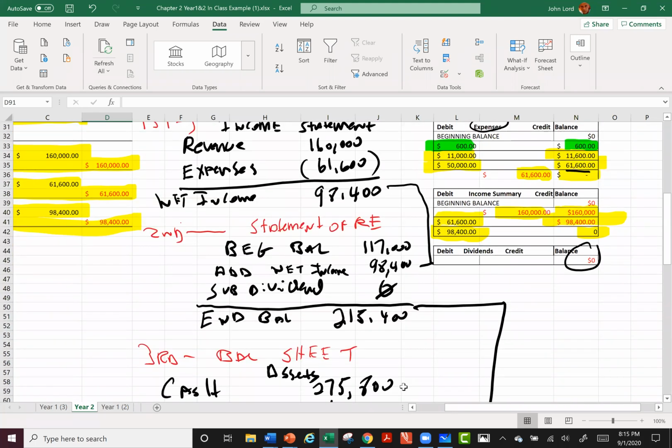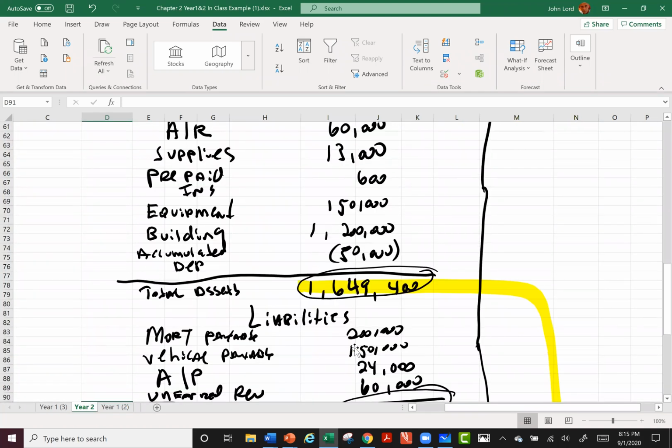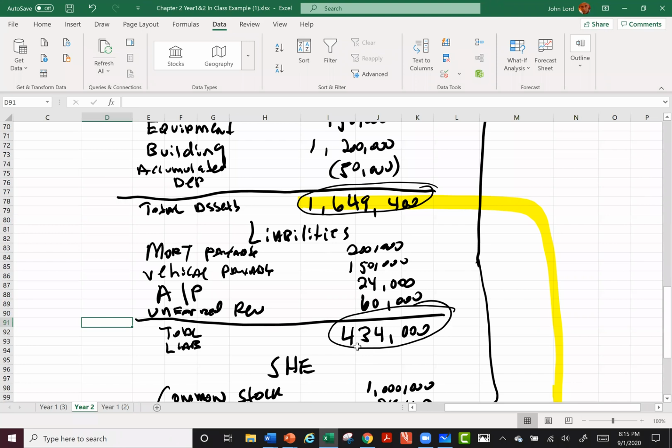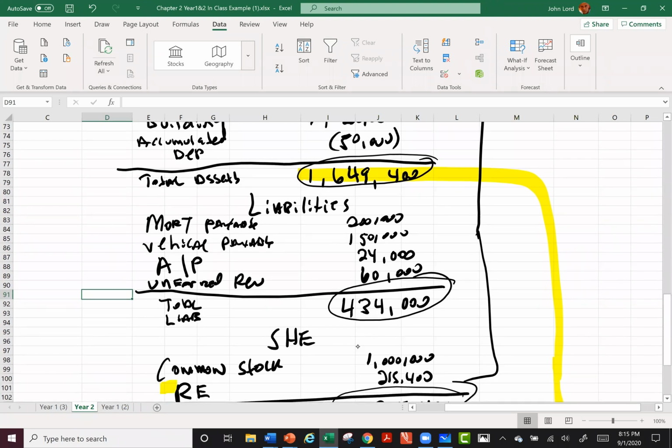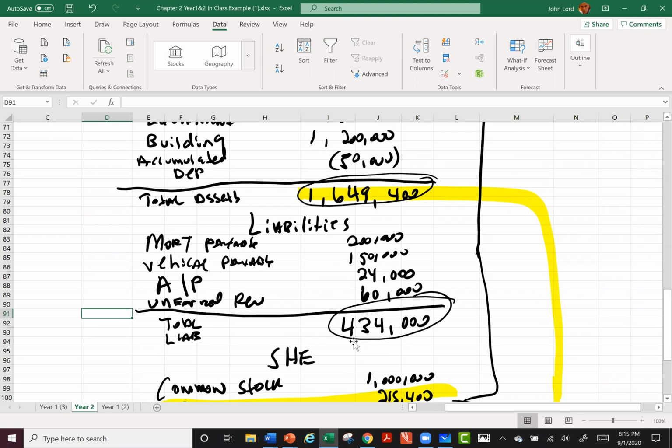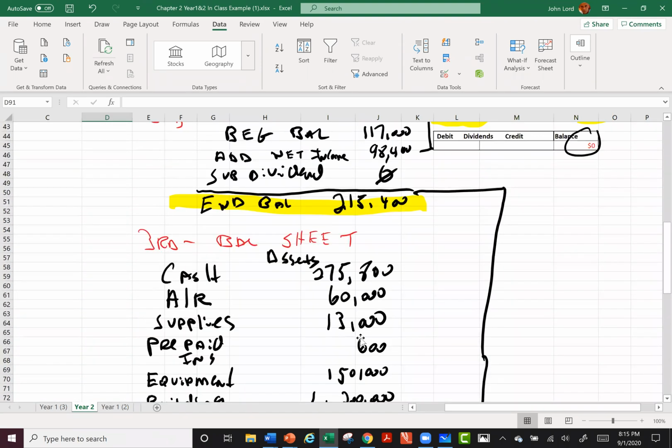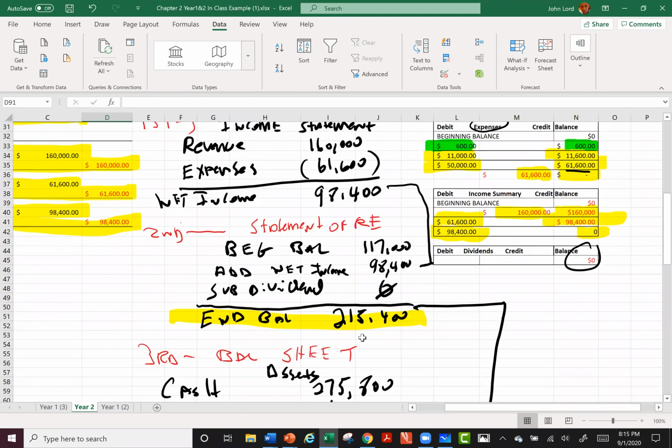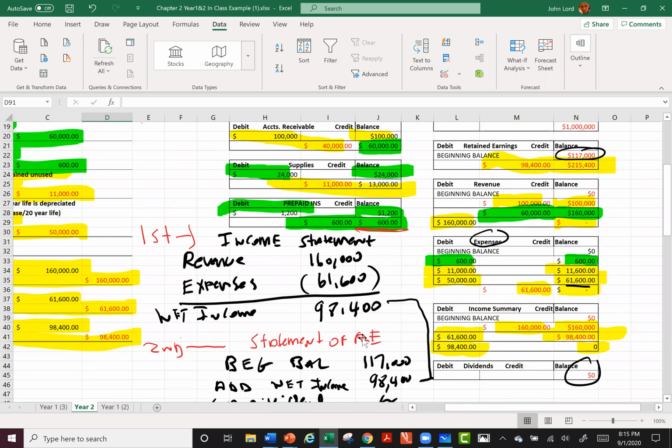215,400, which is what's showing on the statement of retained earnings. That's what's showing on the balance sheet. Everything's beautiful. And if you think about retained earnings, what is it? It's the 130 minus the 13 plus the 98.4 net income for this year is how I got to this balance now of 215,400.